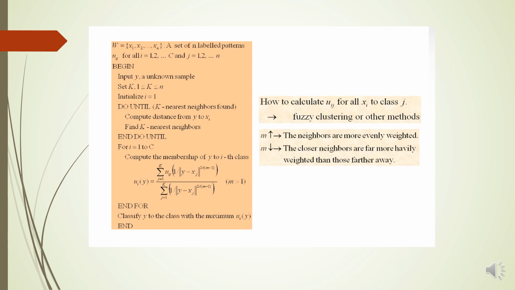So how are we going to calculate the fuzzy clustering? The neighbors are more evenly weighted. That is, the higher arrow mark will give you the capital M, that is small m. The neighbors are more evenly weighted, and the closer neighbors are far more heavily weighted than those farther away. This formula will give you how to compute the membership, that is ui of y.